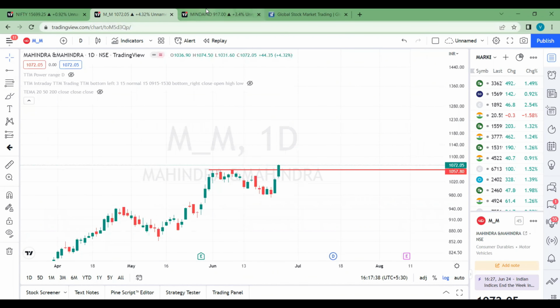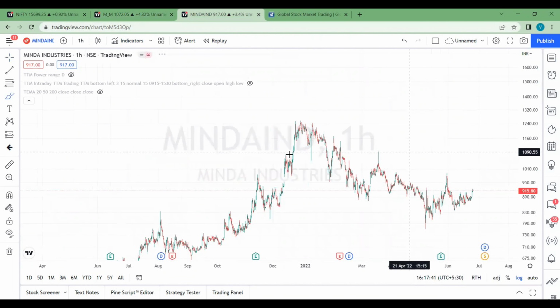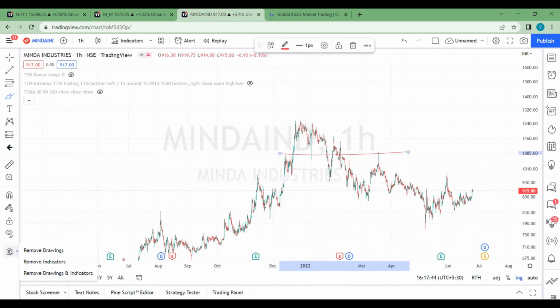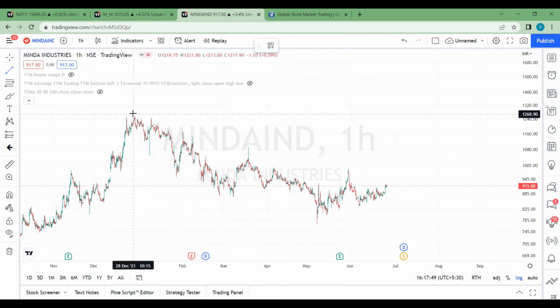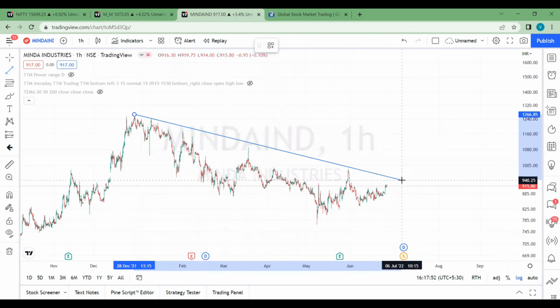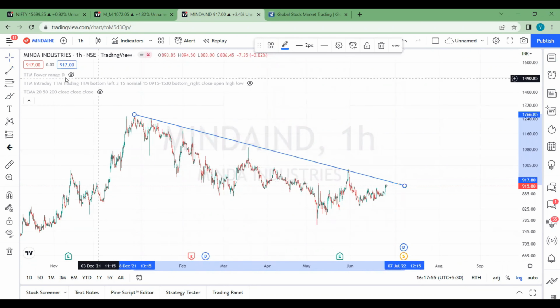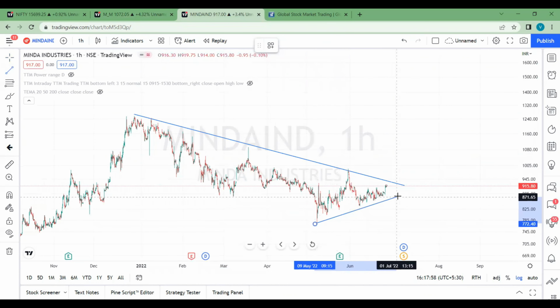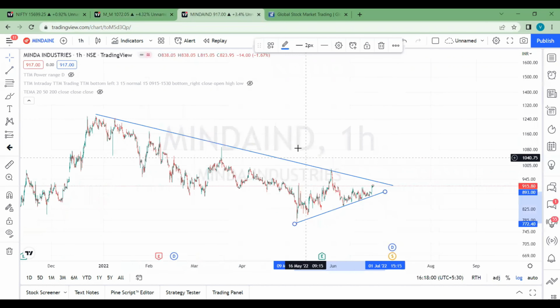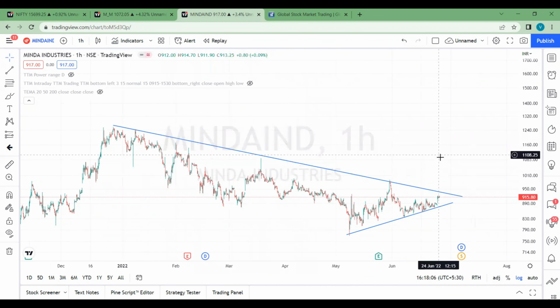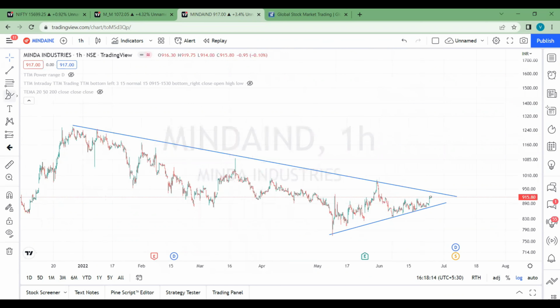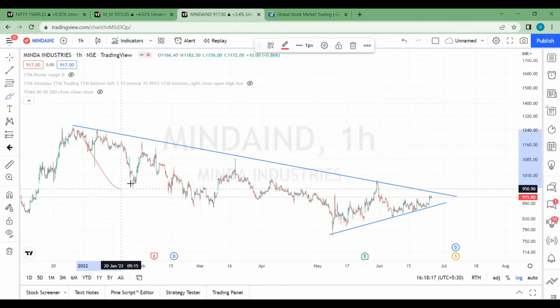And I have one more stock to discuss, that is Minda Industries. Here in Minda Industries, I'm seeing one pattern being formed. If I join a couple of candles, something like this, and from the bottom, something like this. I'm using just a 1 hour time frame. For short term trades, you can plan this. You can keep this stock in your watch list, and once you get the confirmation, you can plan your further trades.